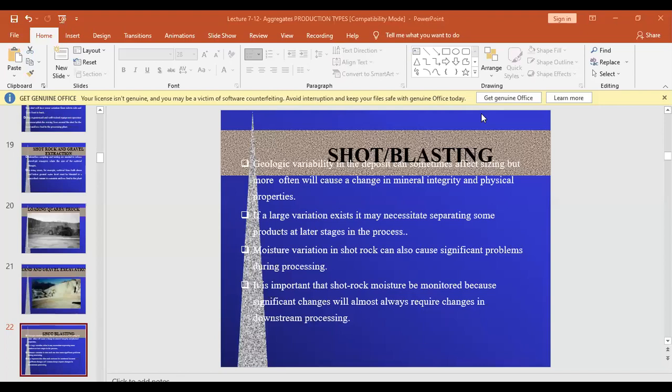So when we say blasting, geological variability in the deposit can sometimes affect sizing, but more often it will cause a change in mineral integrity. If a large variation exists, it may necessitate separating some products at later stages. Moisture variation in shot rock can also cause significant problems. It is important that shot rock moisture be monitored, because significant changes will almost always require changes in downstream processing.